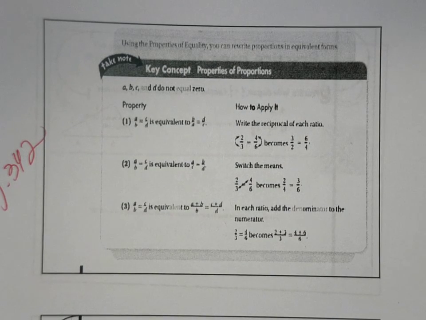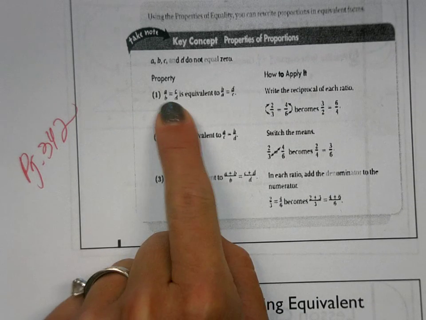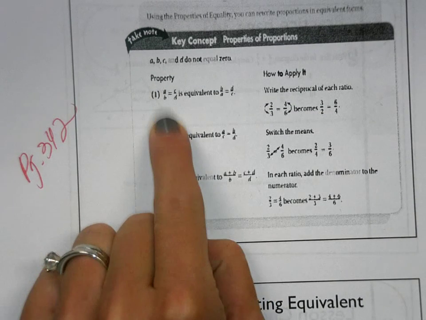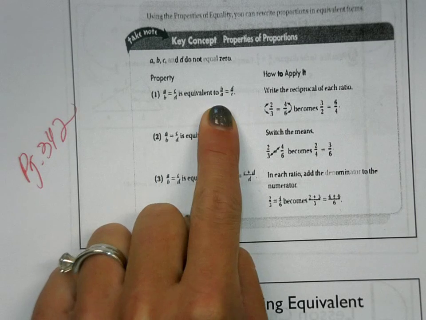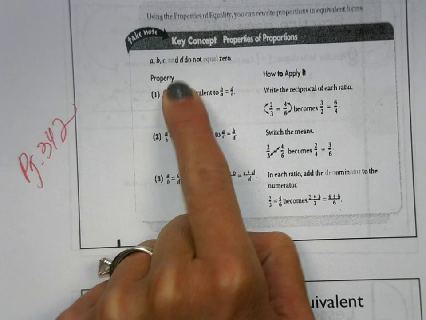So basically the thing I just want you to notice here, do you see how A and B are over each other here? You can flip them around to write them as B over A, but if you flip those around, you have to flip the other proportion around.